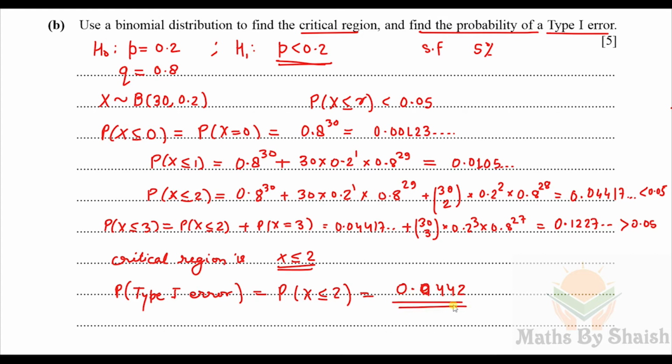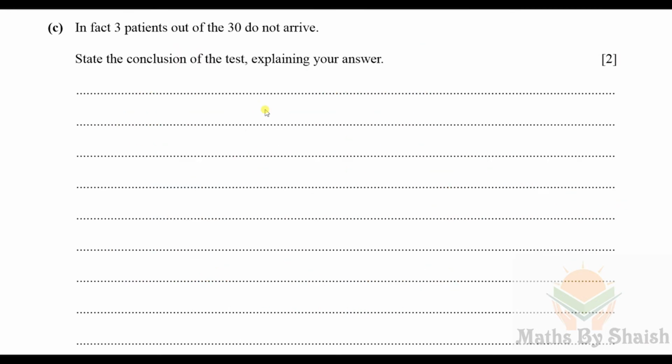Let's discuss the next question now. Here's the C part. In fact, 3 patients out of 30 do not arrive. State the conclusion of the test explaining your answer. From the previous part, we have seen the critical region is 0, 1, 2. So this is the critical region, and 3 is outside of it. In the critical region, we don't accept the H naught.